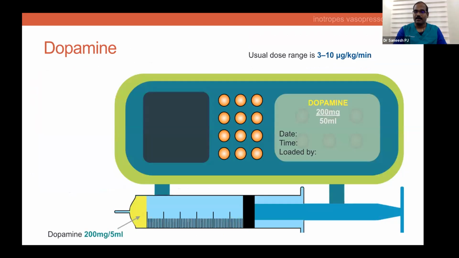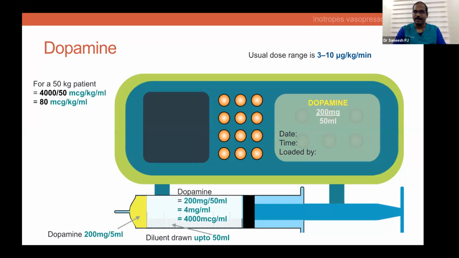Again, if you take 1 ampule, 200 milligrams, and dilute, make it to 50 ml. Now we have dopamine 200 milligrams in 50 ml. So reducing it comes down to 4 milligrams per ml or 4000 mics per ml. Again, we take our 50 kg patient, 4000 mics divided by 50, that much microgram per kilogram per ml. Comes down to 80 mics per kg per ml.